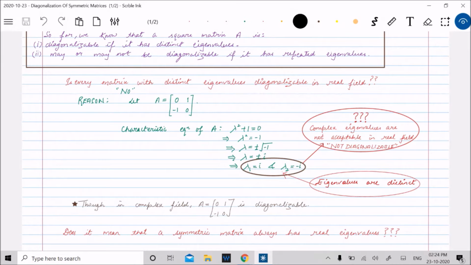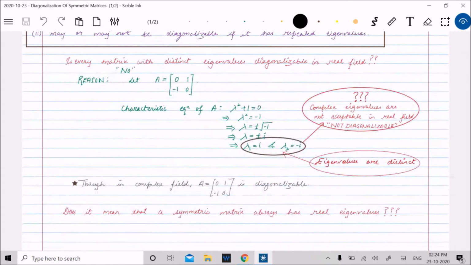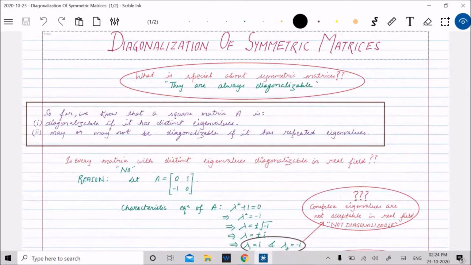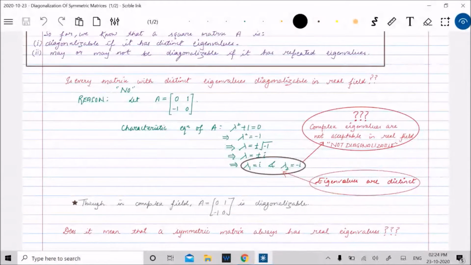Right? Now, to proceed further, the next question that comes to our mind is: does it mean that a symmetric matrix always has real eigenvalues? Because I have already written here, what is a good thing about symmetric matrices? The good thing is that they are always diagonalizable, right? Now you know that not every matrix is diagonalizable in the real field. What will happen if a symmetric matrix has complex eigenvalues? So this is the question: does a symmetric matrix always have real eigenvalues? The answer is yes.